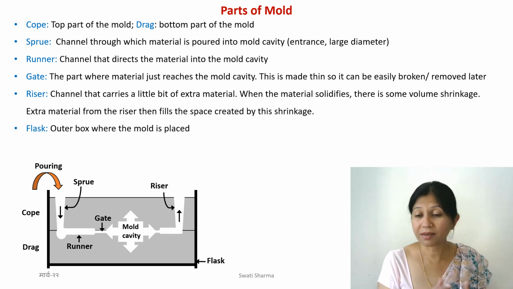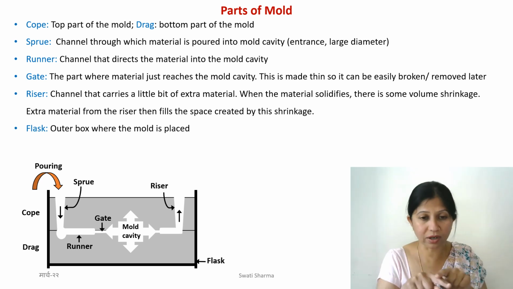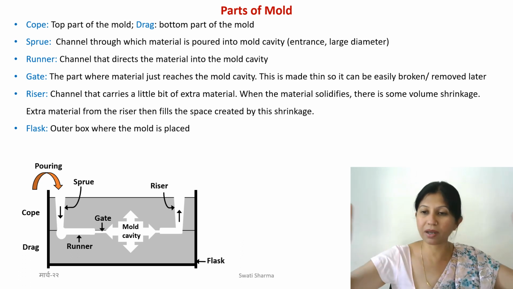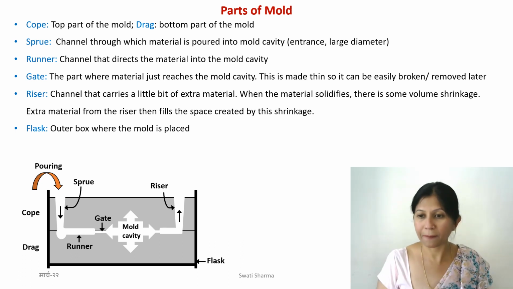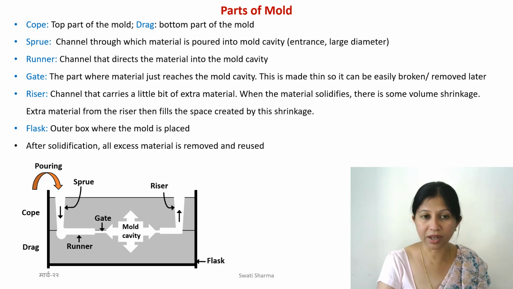Okay, flask: flask is these very outer dark black lines you can see. Flask is the big pot in which you're doing everything. So that is known as the flask. So these are all different definitions.